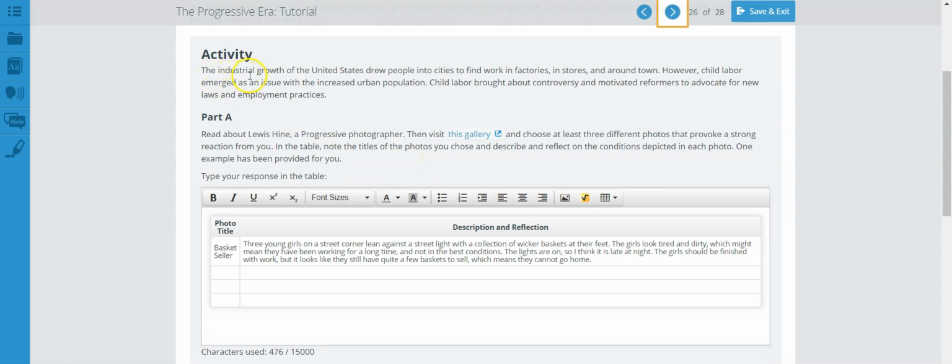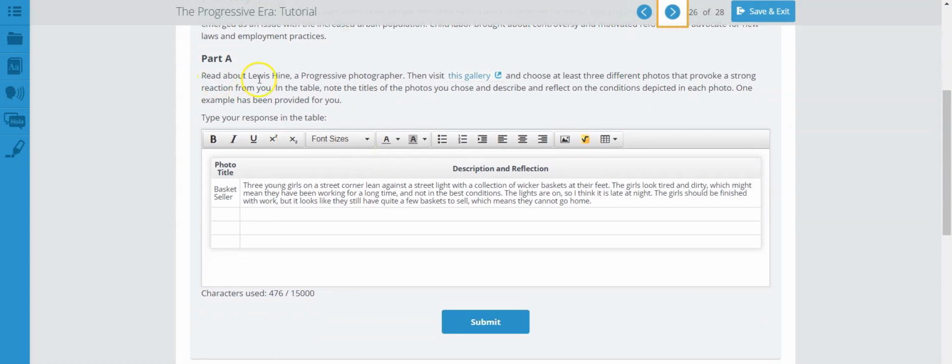Activity. The industrial growth of the United States drew people into cities to find work in factories, in stores, and around town. However, child labor emerged as an issue with the increased urban population. Child labor brought about controversy and motivated reformers to advocate for new laws and employment practices.